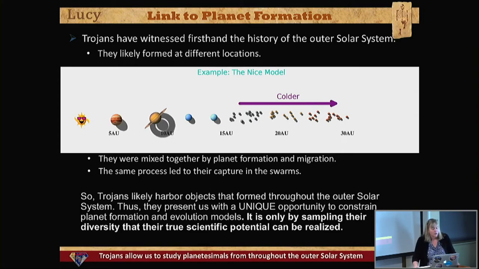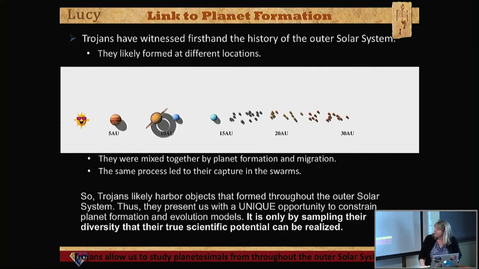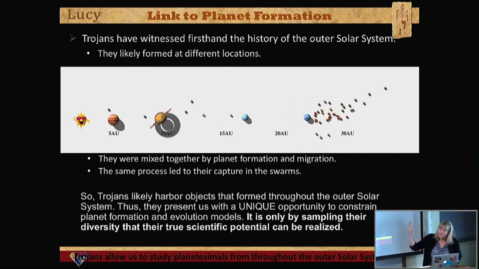One theory is that these objects would have formed out in the outer solar system at a range of heliocentric distances, and they would have different colors and compositions having formed at different ranges. Then giant planet migration would cause those objects to become trapped in the L4 and L5 swarms. So this is just a cartoon.